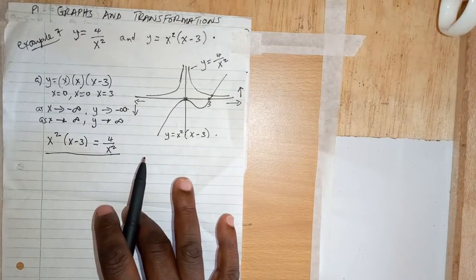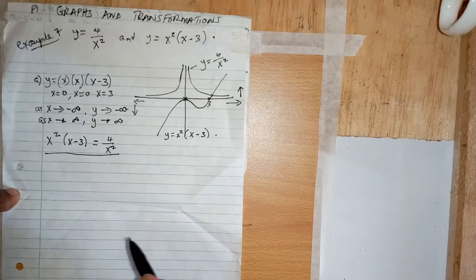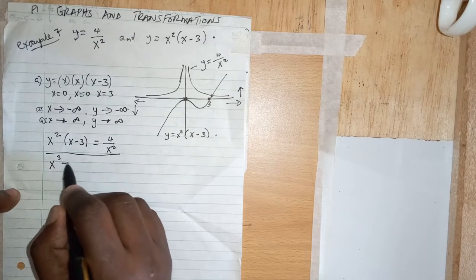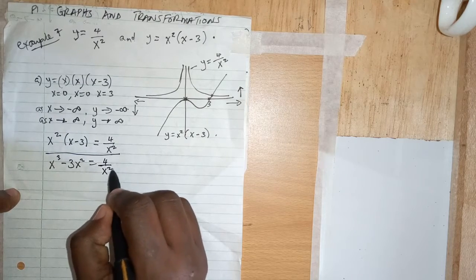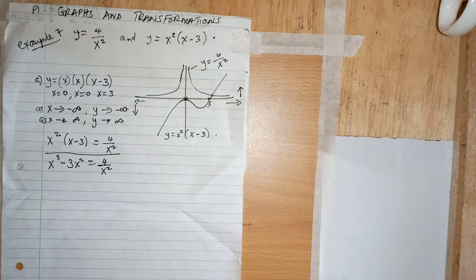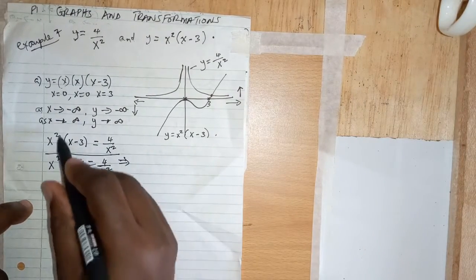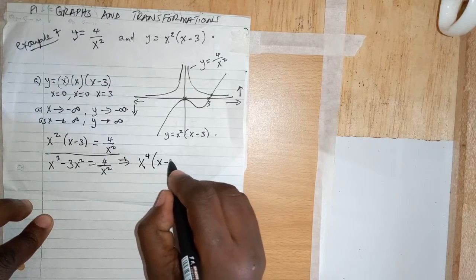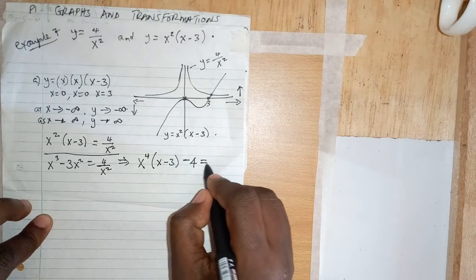We may probably wish to expand this, and we may have x cubed. Is it x cubed? Yes. Minus 3x squared is equals to 4 over x squared. And at that particular point, we may open the brackets. We may have even opened over here to give us x to power 4, open bracket, x minus 3 is equals to 4. So minus 4 is equals to 0.